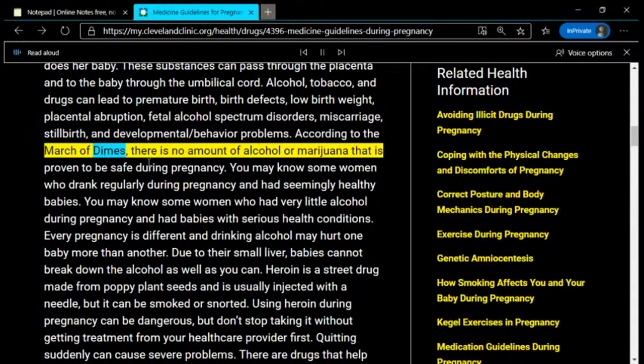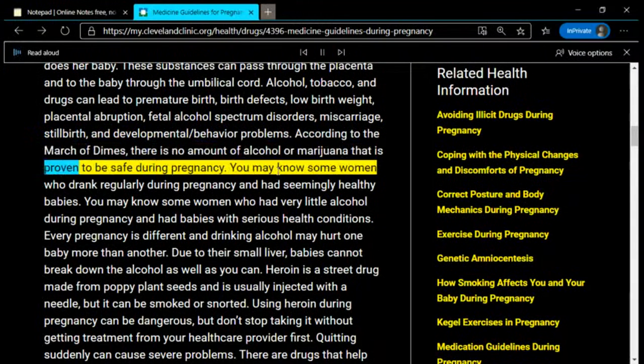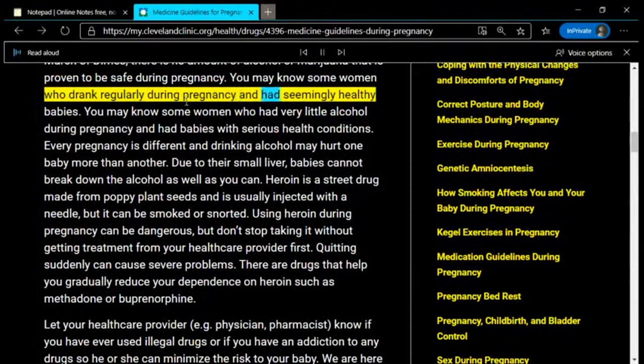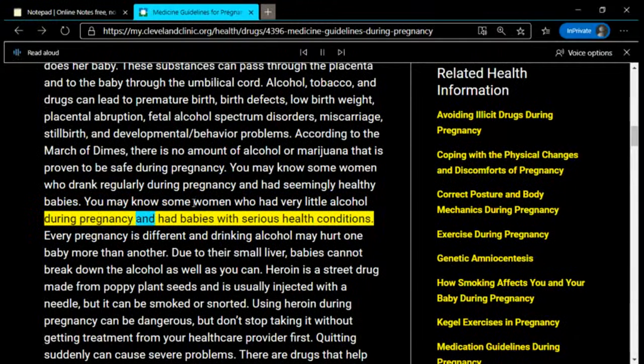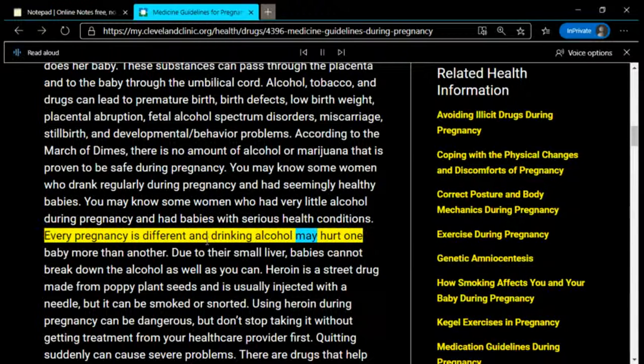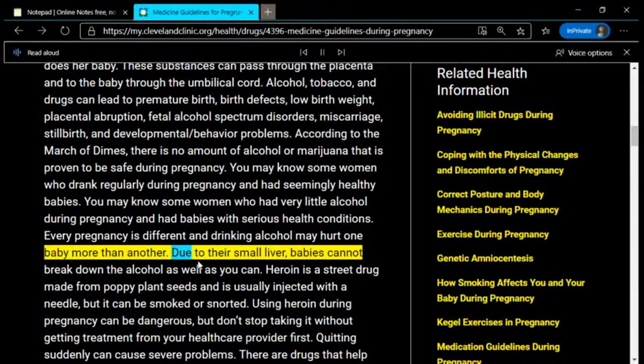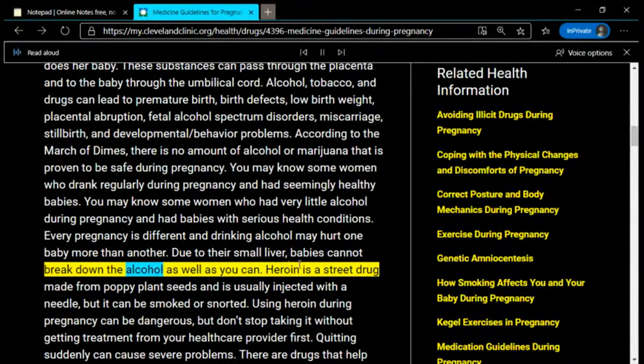According to the March of Dimes, there is no amount of alcohol or marijuana that is proven to be safe during pregnancy. You may know some women who drank regularly during pregnancy and had seemingly healthy babies. You may know some women who had very little alcohol during pregnancy and had babies with serious health conditions. Every pregnancy is different, and drinking alcohol may hurt one baby more than another. Due to their small liver, babies cannot break down the alcohol as well as you can.